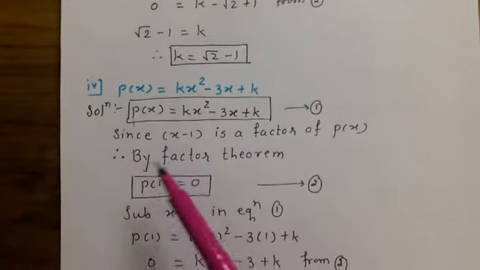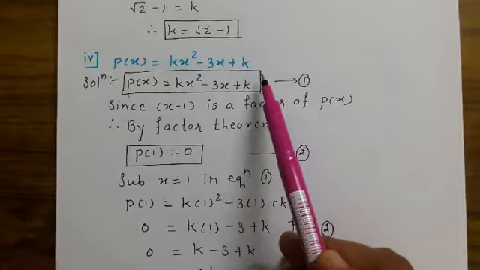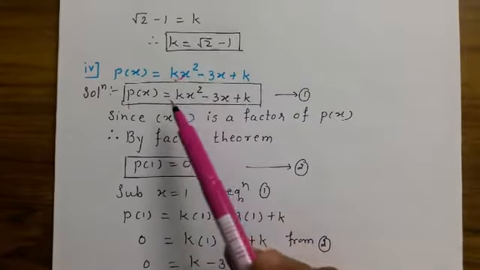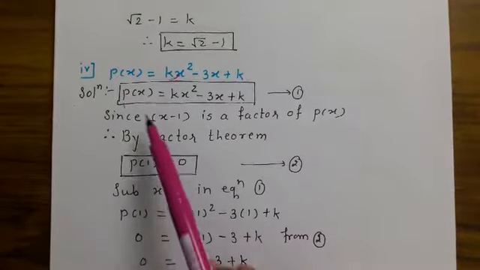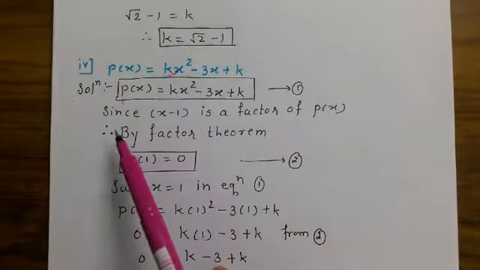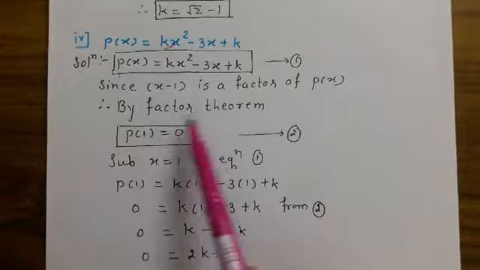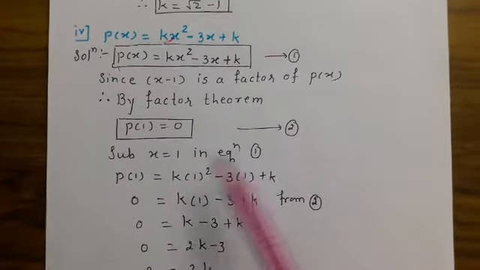Fourth problem, P of x is equal to kx square minus 3x plus k. Here there are two values of k, that is, the coefficient of x square is also k and the constant term is also k. So we will call this equation 1. Again, for this polynomial x minus 1 is a factor of p of x, therefore by factor theorem p of 1 is equal to 0.